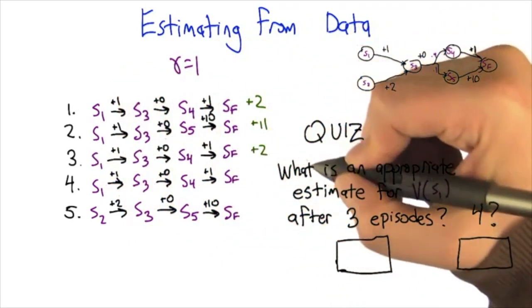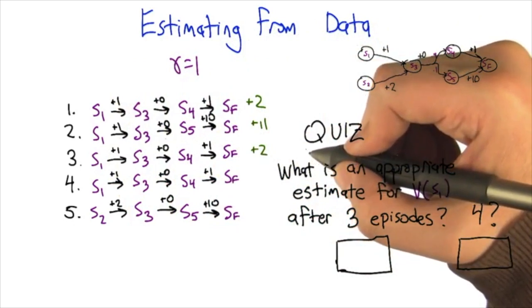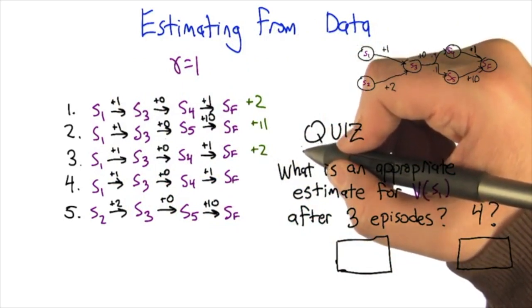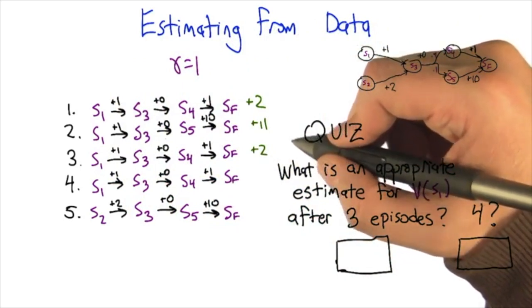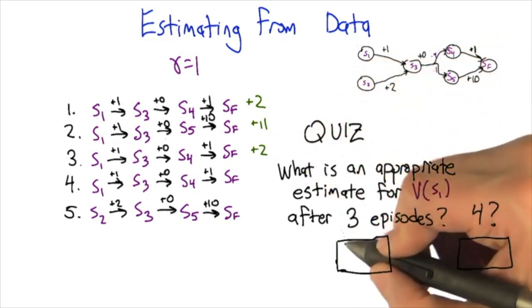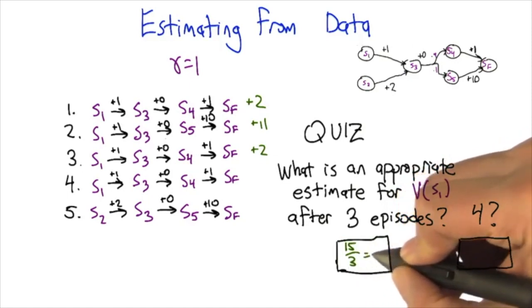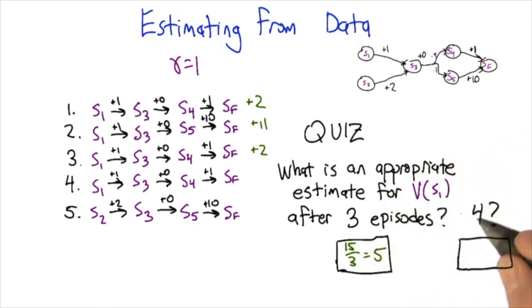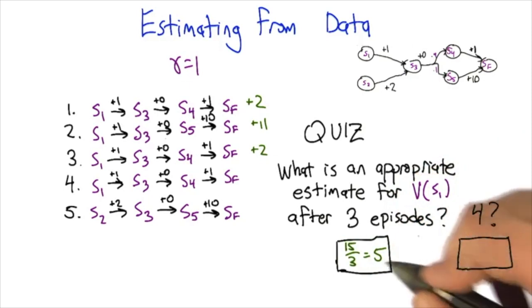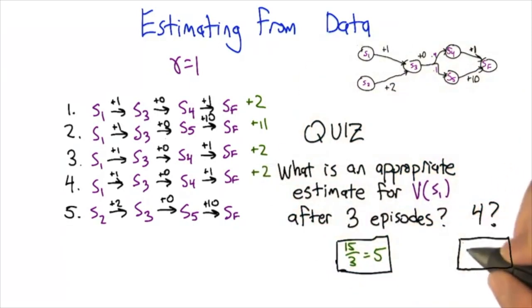Good. All right. So if I wanted to know what an appropriate estimate was after 3 episodes, I would just average those 3 numbers. And I would get 5. Is that right? Yeah, so 15 over 3, which is 5. Nice. Okay. So then for 4, I see 2 again. And so that would be 17 over 4. Good. Which is 4.25. Good. Yeah, that's what I was looking for.